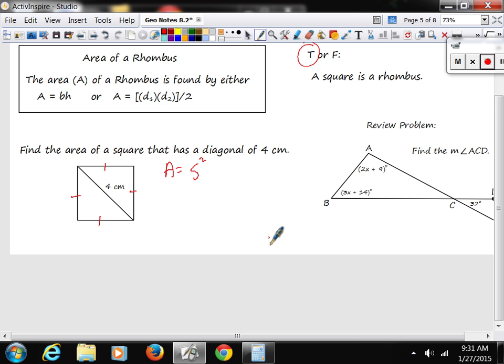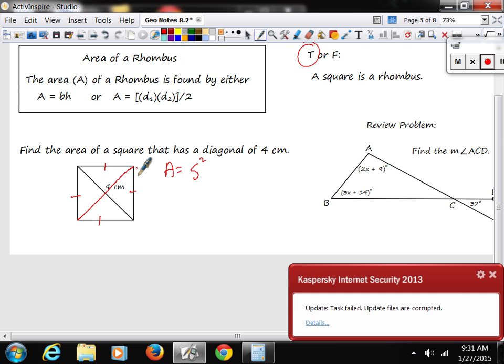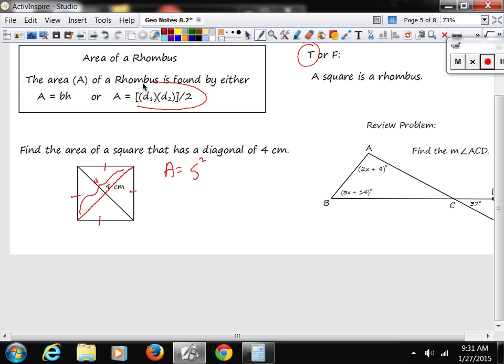That's a square. So if this diagonal is 4, what do you think about this diagonal right here? 4. It's also 4. And what's one of the formulas that you're allowed to use? Diagonal times diagonal divided by 2. So instead of doing s squared, we're going to get rid of that formula. We're going to use diagonal times diagonal divided by 2 to give me my area.